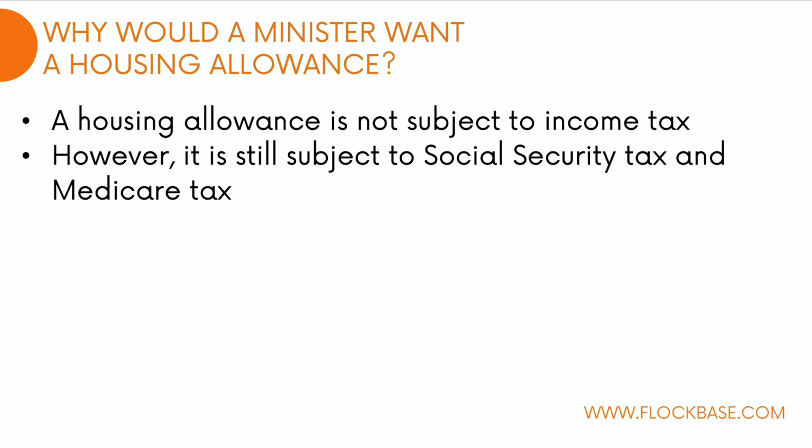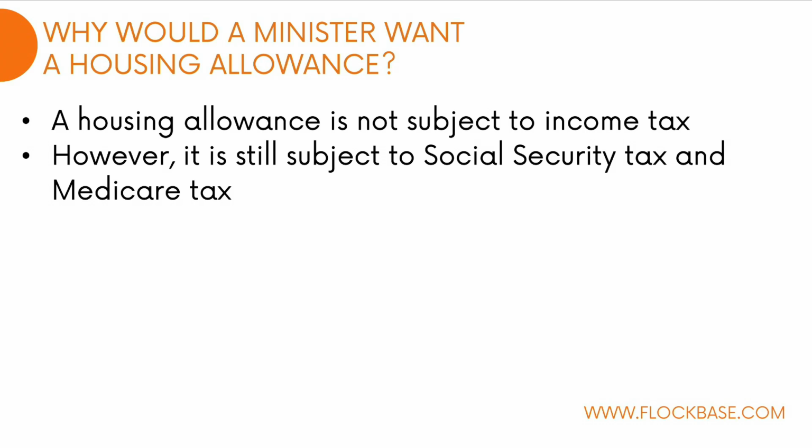In other industries, I'm a CPA and I pay for my housing expenses using money that I've already paid taxes on. But a minister gets to pay for their housing expenses using money that they have not paid income taxes on. So that's a big potential tax savings for them. Now, the housing allowance is still subject to the Social Security and Medicare tax. So the housing allowance doesn't completely avoid all taxes, but it does avoid the income tax. And that's where the savings comes in.